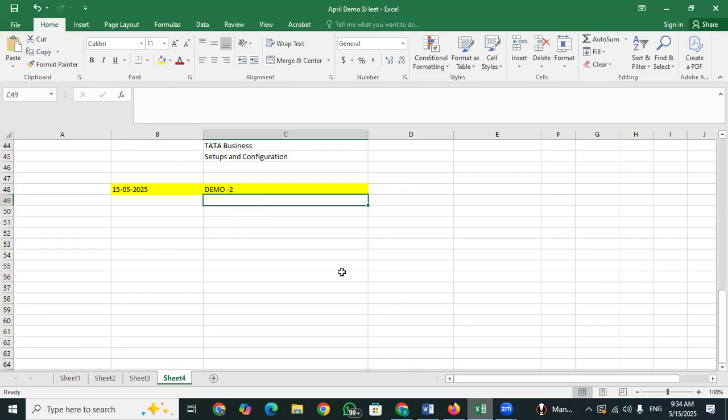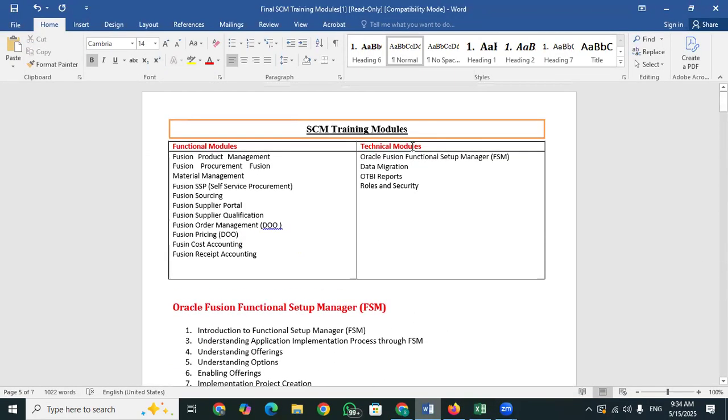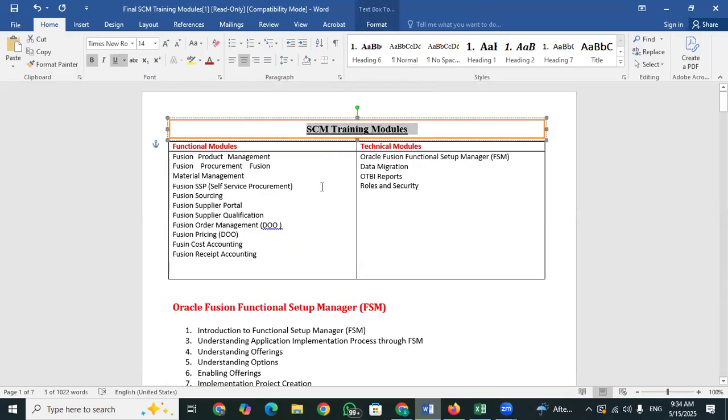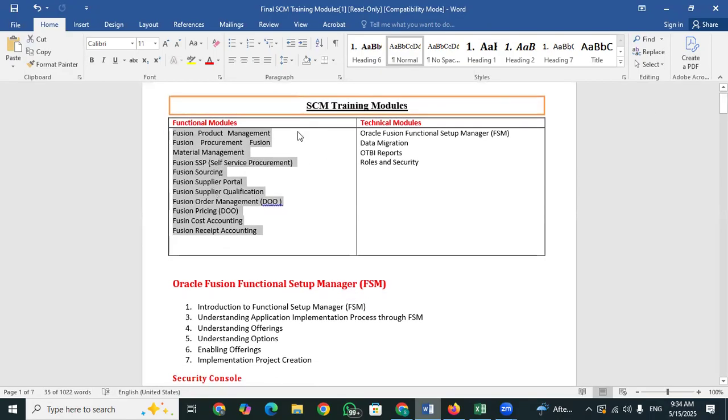And in demo 2, I just want to brief about that. I will share this syllabus copy. If anybody pings me on WhatsApp, I'll share this syllabus copy too. So at module level, you can see here, this is all about the modules, the sub modules coming from the main modules. Product management, procurement, material management, nothing but inventory.